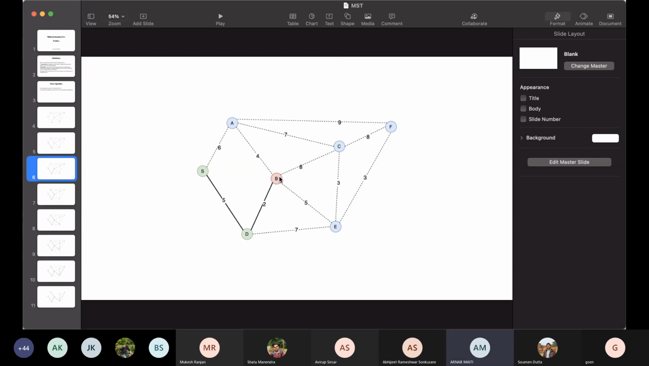In this step, we look at all the edges that connect a node in the tree to the ones which are not in the tree. Here is an edge 6. Here is one 4, one weighted 5, one weighted 7, and one weighted 8. So we take the one with the minimum weight. We take 4. So again, we add it.